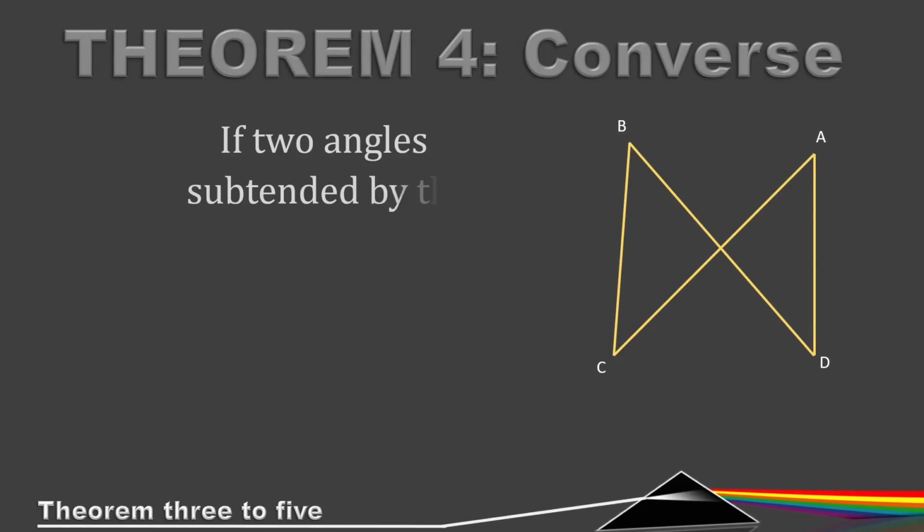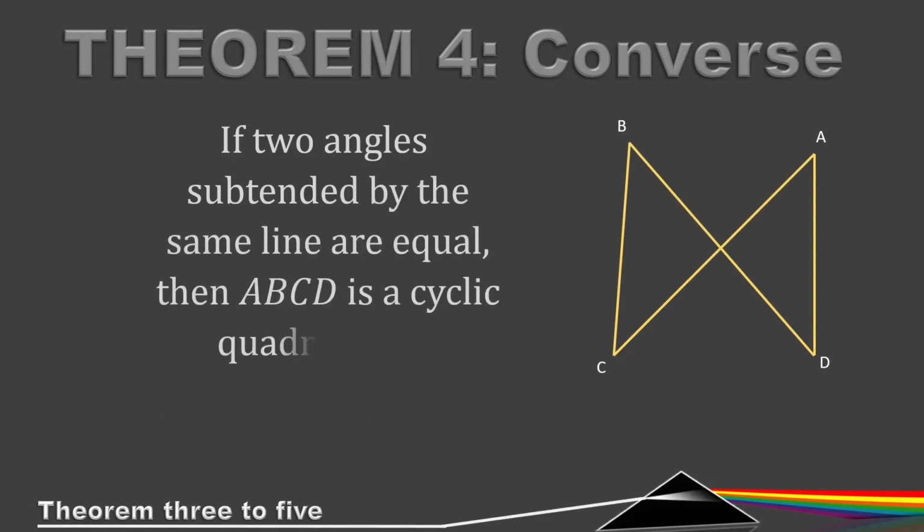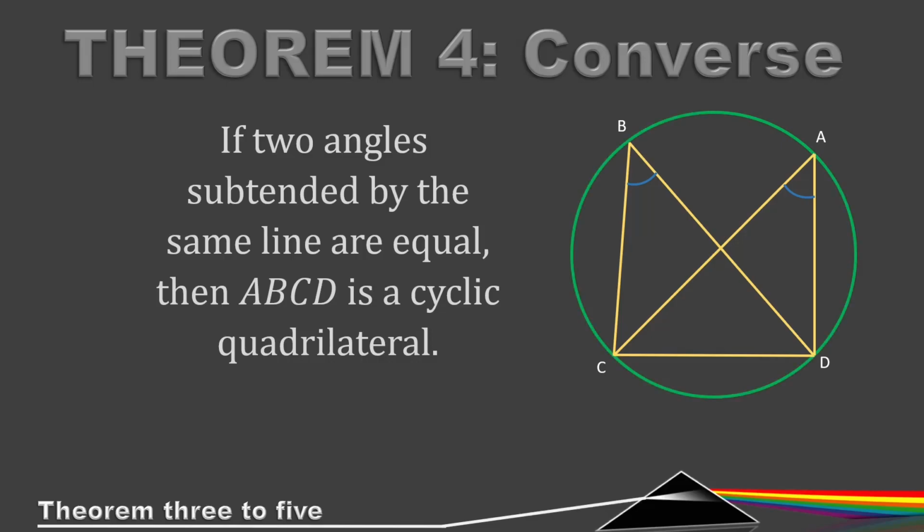Now the converse of this theorem: if two angles subtended by the same line are equal, then ABCD is a cyclic quadrilateral. So basically all we know in this is that angle A and angle B are equal. Okay, and if we know that they are equal, that means that this quadrilateral must lie in a circle, making it a cyclic quadrilateral. So basically this is just the theorem in reverse, if you want to think about it like that.